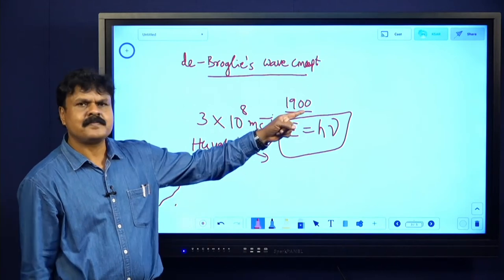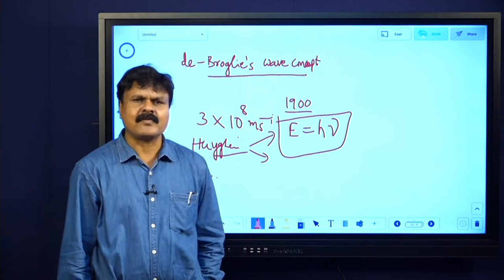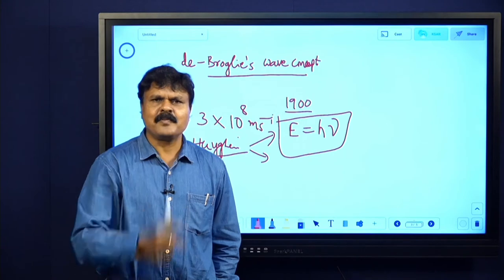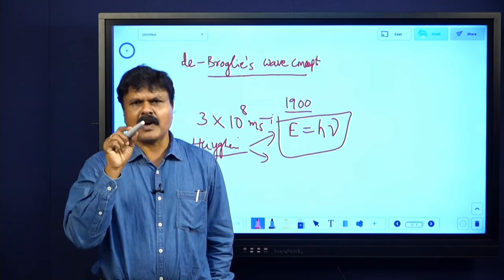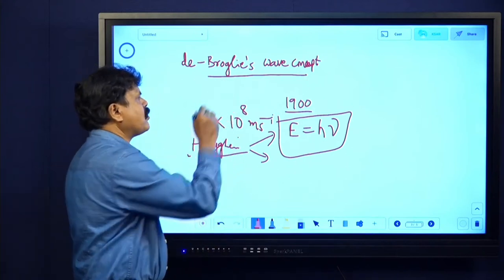Then why can't an electron, a particle, exhibit wave nature? He thought of it, and many scientists later proved it. Yes, an electron behaves like a wave. Any particle also exhibits wave nature, and that has been proved. So this is de Broglie's concept.